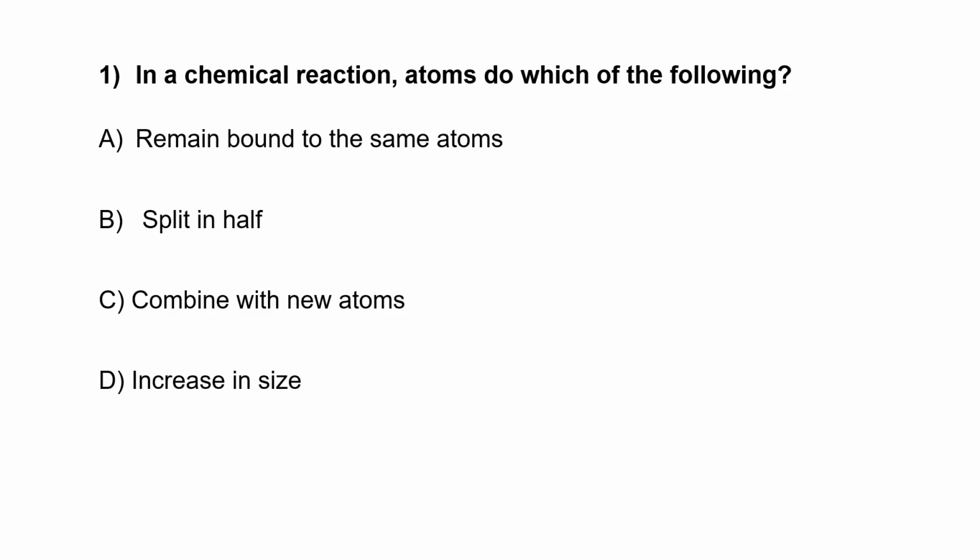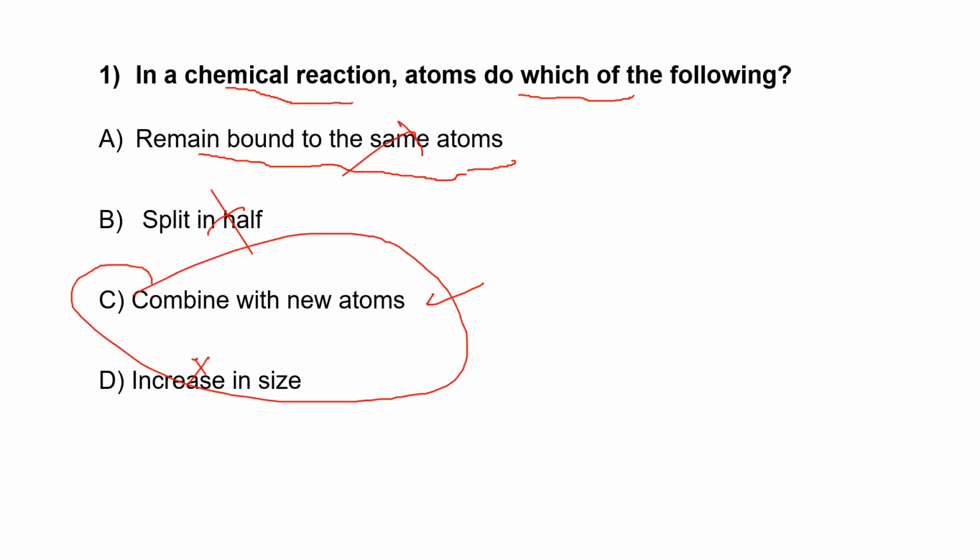In this question, in a chemical reaction, atoms do which of the following? They remain bound to the same atoms sometimes, but this is not exactly a chemical reaction. Split in half. Actually, this is not correct. Atoms are not going to split in half. Combine with new atoms is true. An increase in size is not always true. So the best answer here will be C.